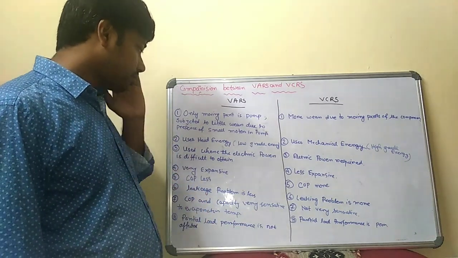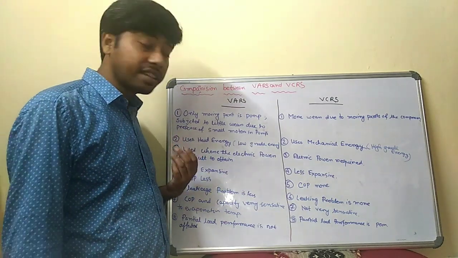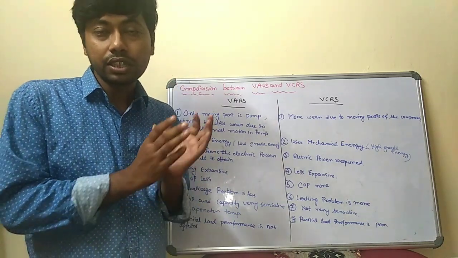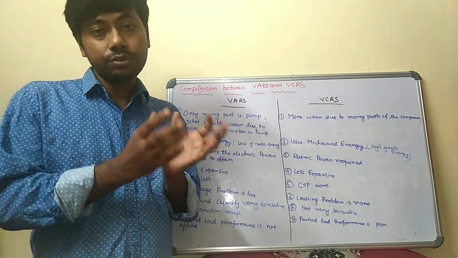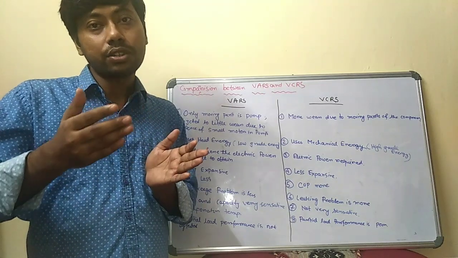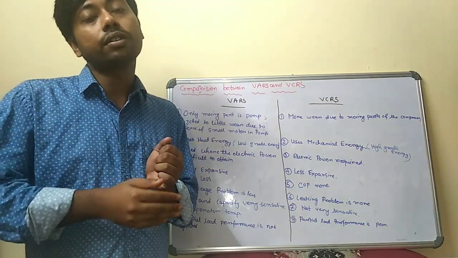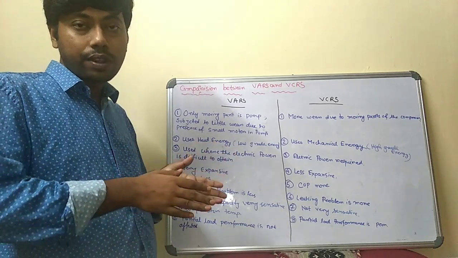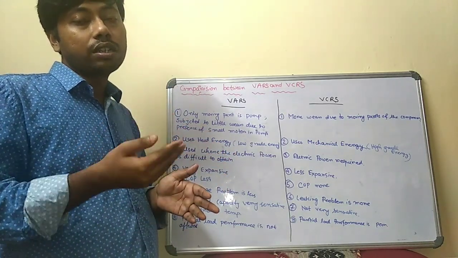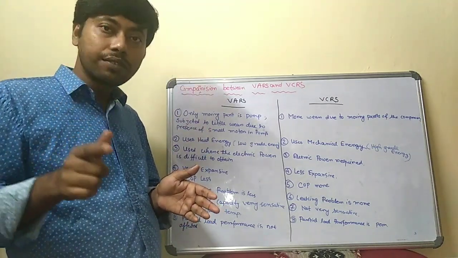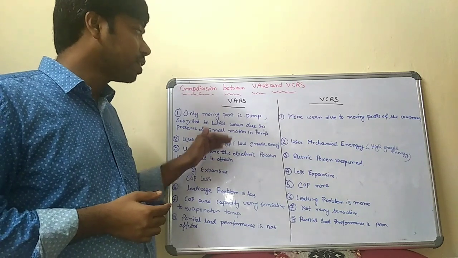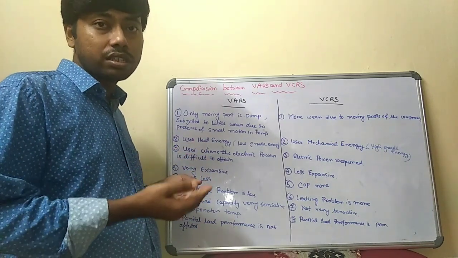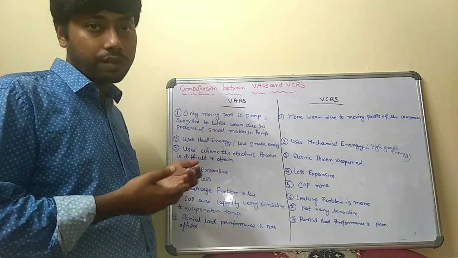Now the second point is that it uses heat energy, sometimes also called low grade energy. In the VAR cycle, the heat energy is used to change the condition of the refrigerant as it flows through the refrigeration cycle. But in the VCRS, it uses mechanical energy, which is high grade energy, to change the condition of the vapor refrigerant.